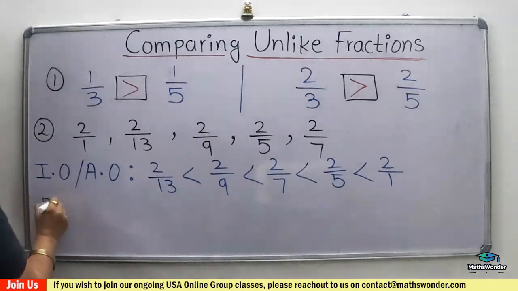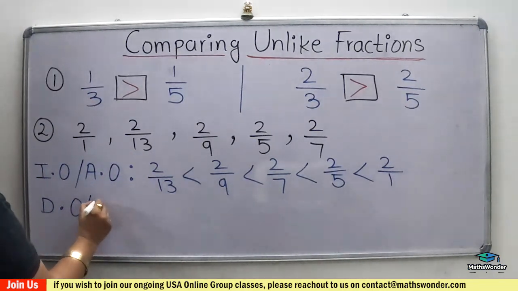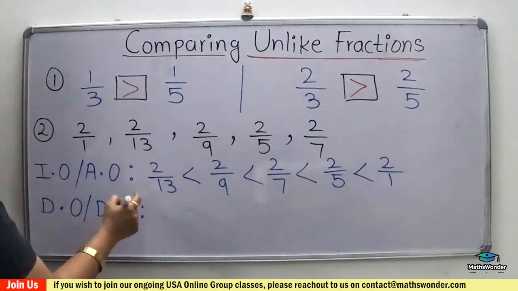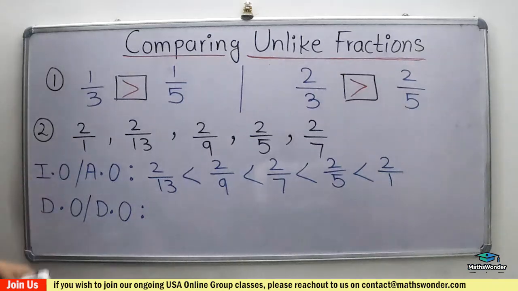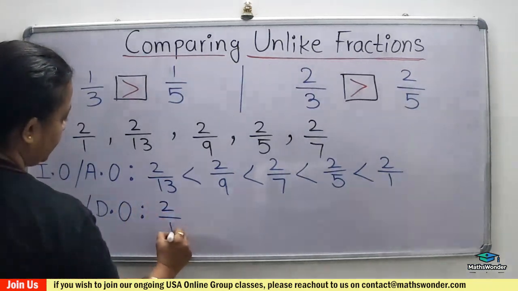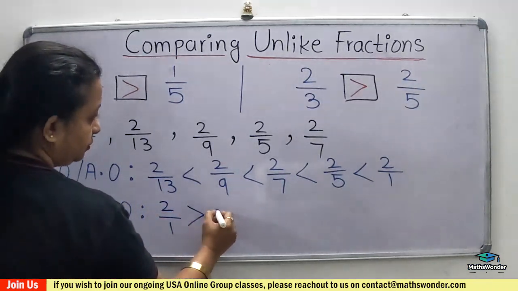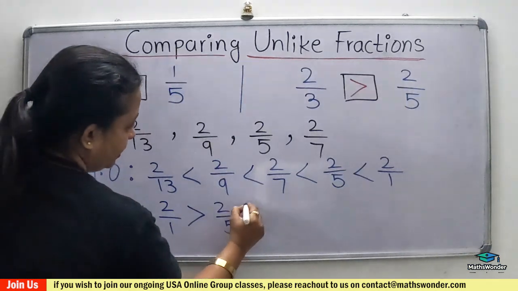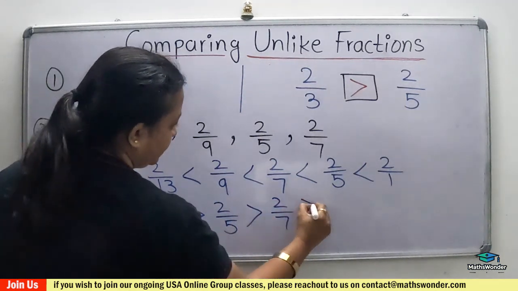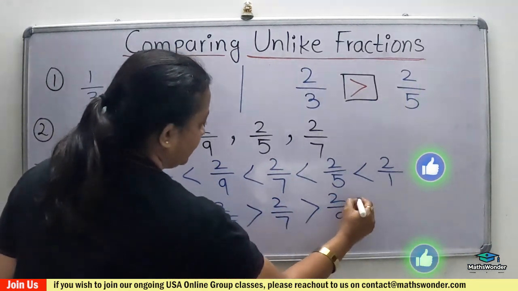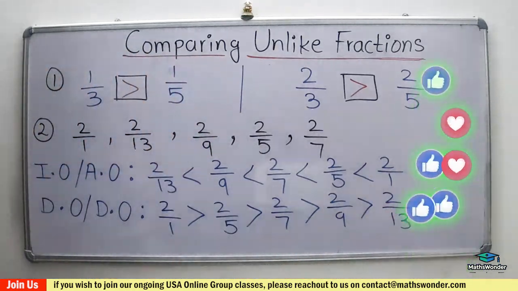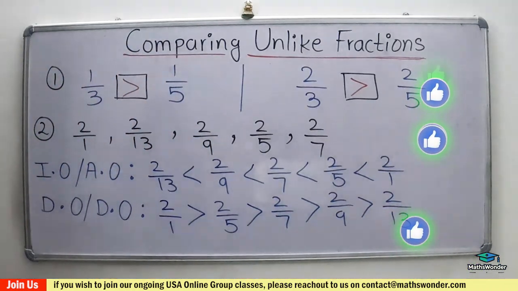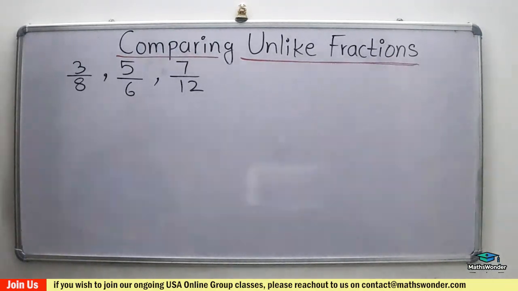Okay. Same in descending order or decreasing order. The smallest denominator will be greater. So 2/1, then 2/5, then 2/7, then 2/9, then 2/30. This is the sequence when numerators are the same. Okay. So this is our question.